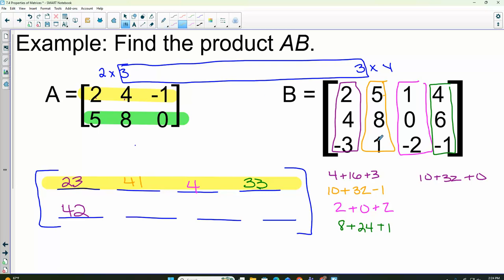Second one. 5 times 5 is 25. 8 times 8 is 64. 0 times 1 is 0. We get 89.